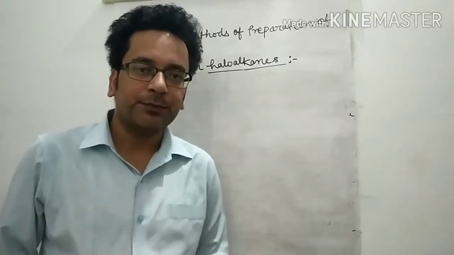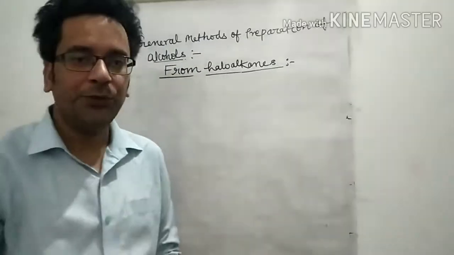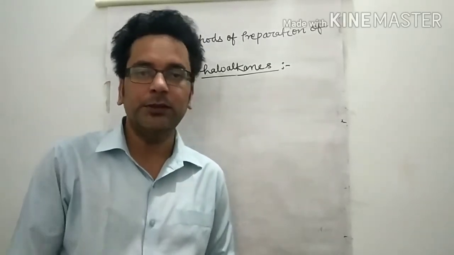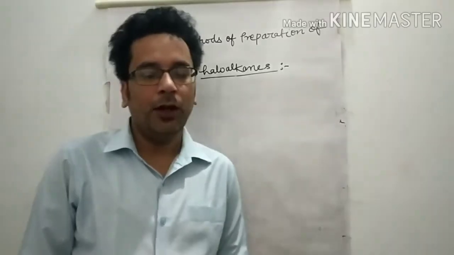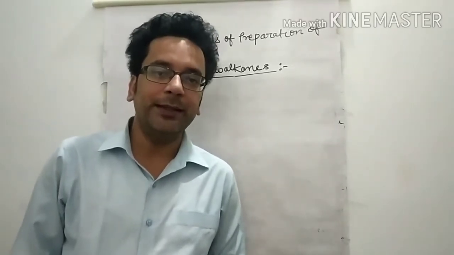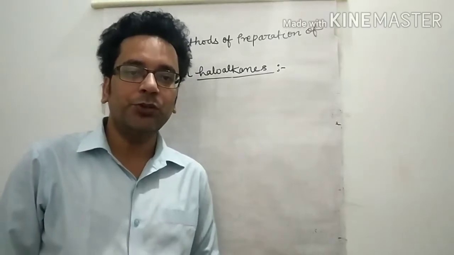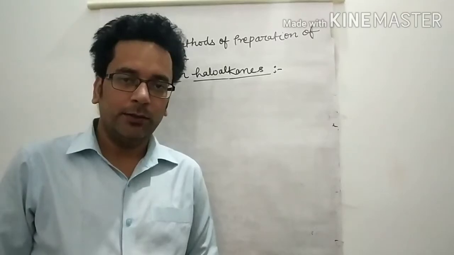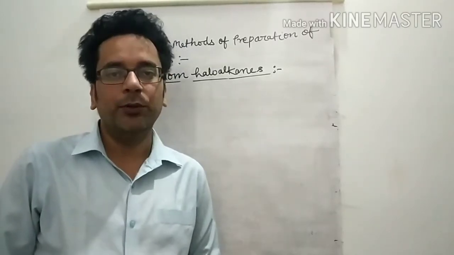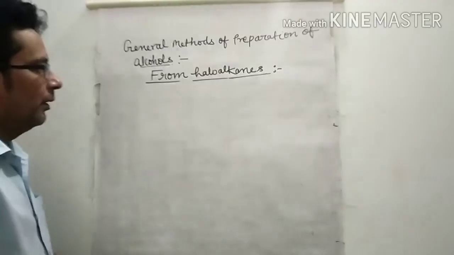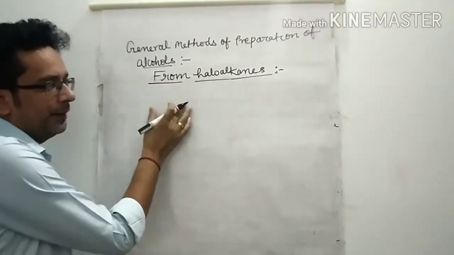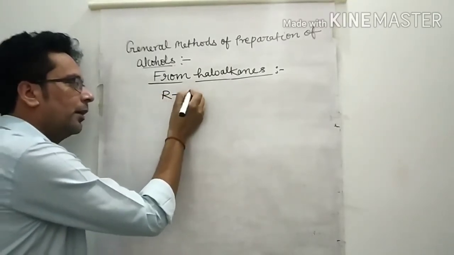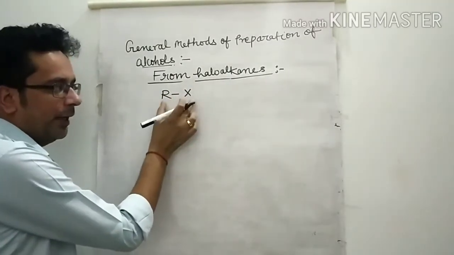Now the second method, from haloalkanes. All of you know very well what haloalkanes are, your first chapter is haloalkanes. When haloalkanes react with aqueous sodium hydroxide or potassium hydroxide, there is formation of alcohol. Now the general formula: RX means alkyl halide, that is haloalkane.